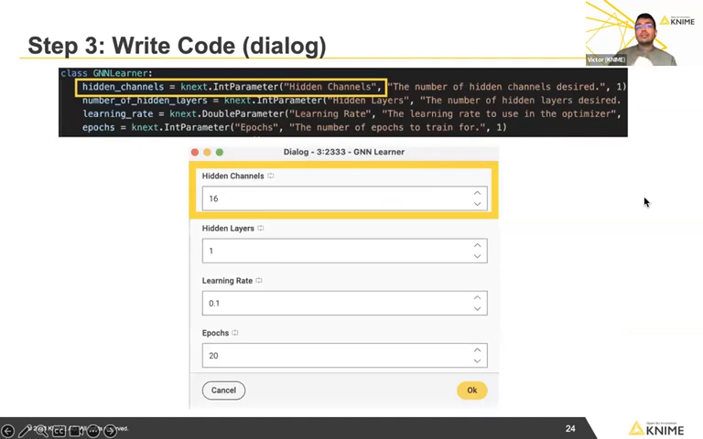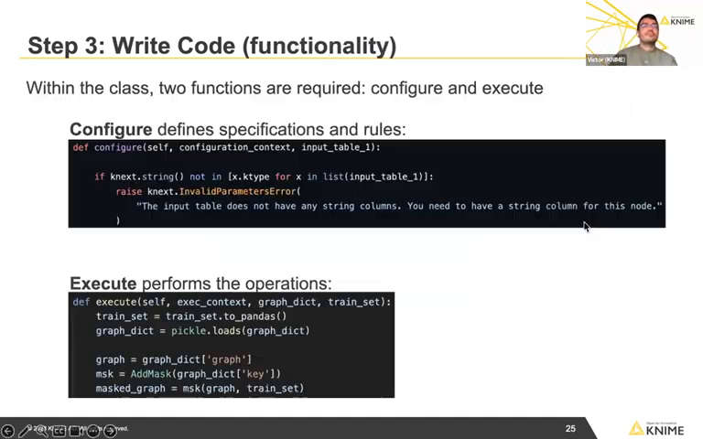Now, when a user clicks on my node, they're going to be presented with some options. So here we can say we use some parameter, so knext.IntParameter or knext.DoubleParameter, and this gives the user some options to choose. For instance, which column are we going to be analyzing? Or how many hidden channels do we have in this neural network? Or what is the learning rate?